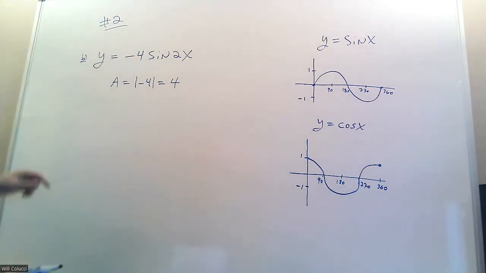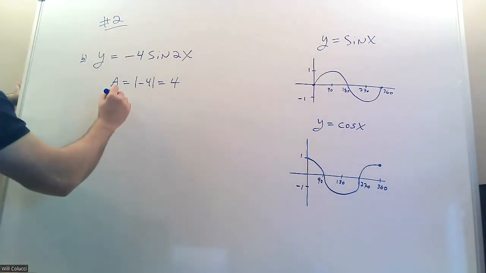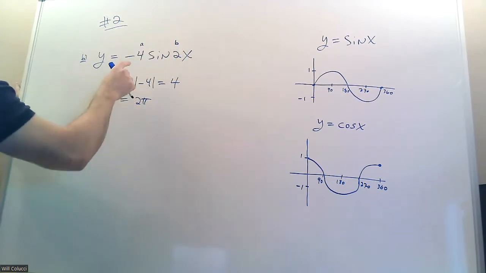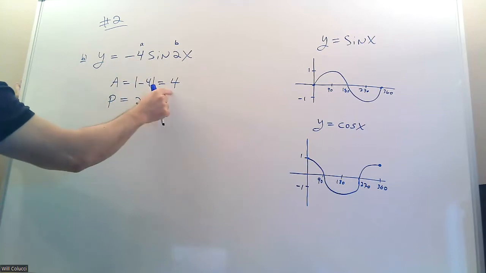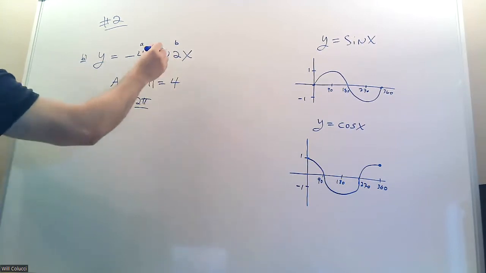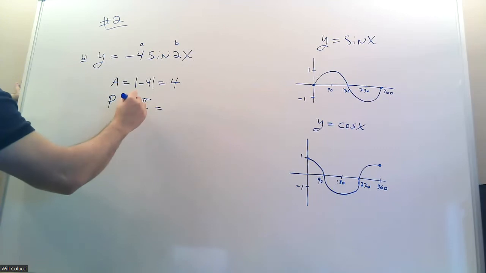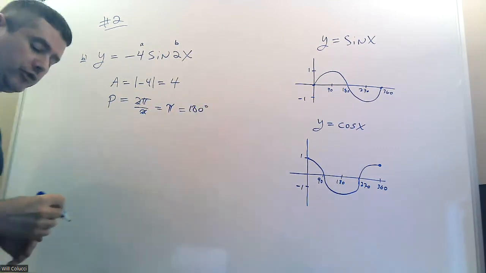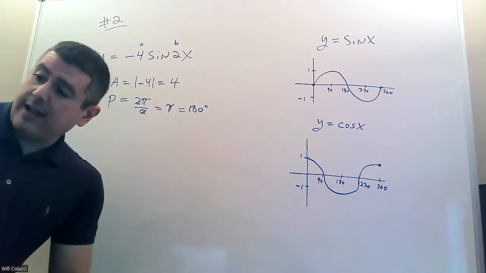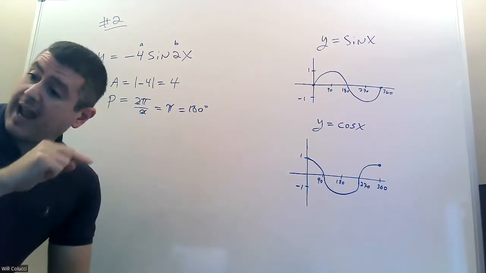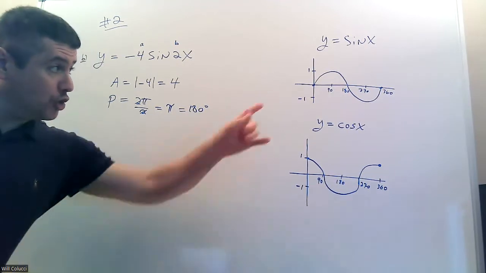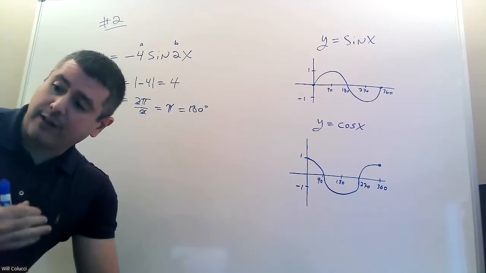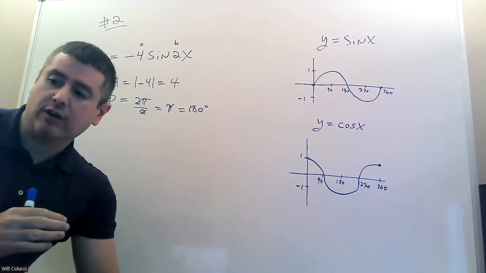I have my picture. So the period is 2 pi, right? Remember, this is A, this is B. Amplitude is the A, absolute value of it. Period is 2 pi over B, right? So you cross out the 2's and you get pi, which is 180. So that means that it takes my graph 180 degrees to make a full wave. Normally, it takes a full 360 degrees to make one full cycle.